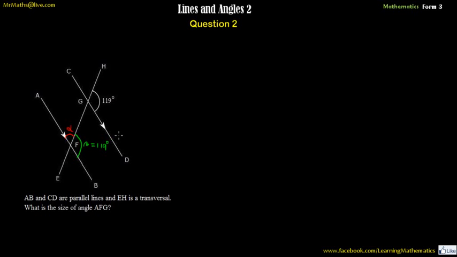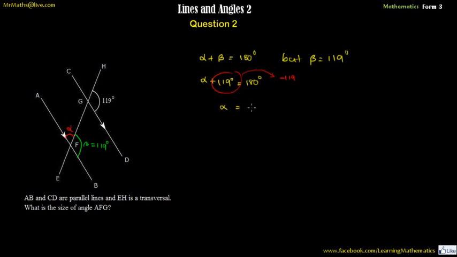Like the previous question, alpha and beta are supplementary angles. If they add up together, they become 180. So alpha plus beta is equal to 180 degree. But beta is 119 degree. So alpha plus 119 equals 180 degree. Then let's move 119 over to the right and it becomes 180 minus 119. So alpha is equal to 180 degree minus 119 degree.